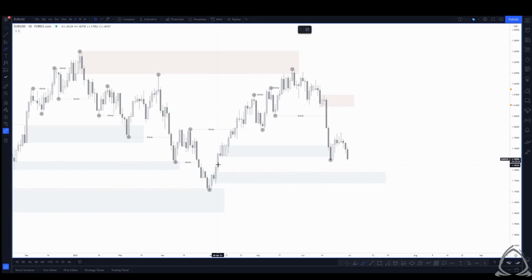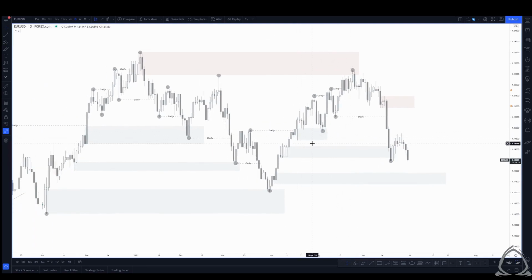Again, this is where we would see a continuation model. We can see that we have, I just drew this one on as well. We have a demand zone that was respected, and we can just continue on. But what we're seeing is bullish structure. We're seeing demand zones holding, and what we're seeing is supply zones failing.